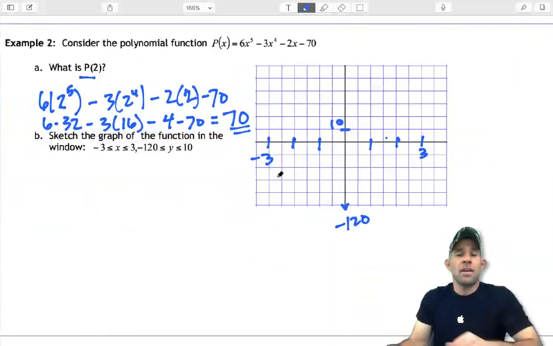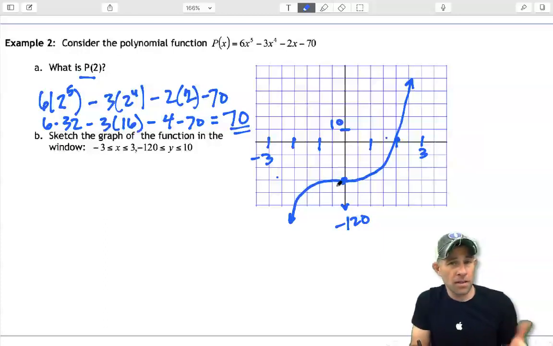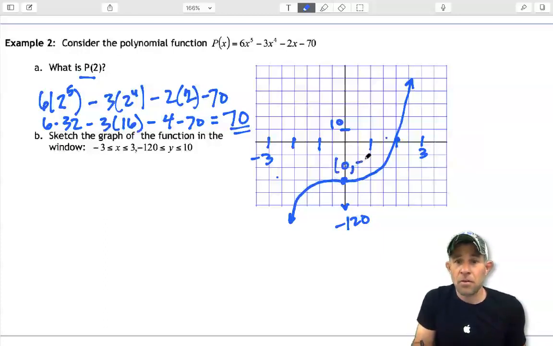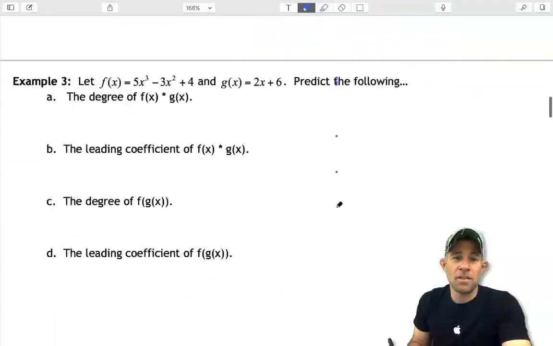We'll go back and go ahead and sketch that graph as best you possibly can. So it looks like it's going to come up. It's going to cross our y-axis right around -70 and then continue on up. And our y-axis was here at 0 over and -70 down. All right, let's move into our next example here.